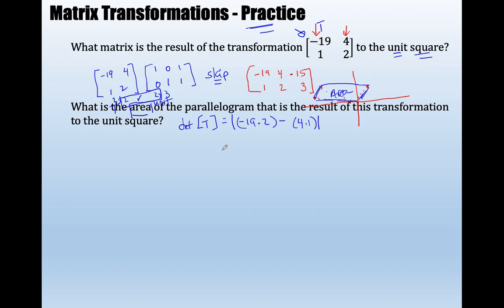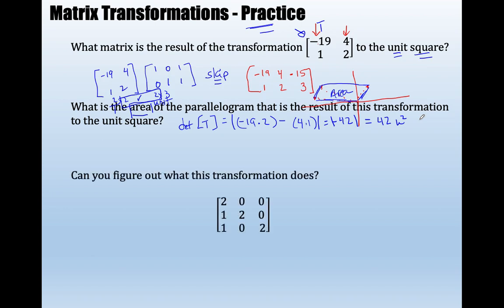You should get negative 42, if I did my math right, as the answer to the determinant, but again, the answer to the area would be 42 units squared. Okay, so just a little 2 by 2 practice, and then this again is asking about 3 by 3.